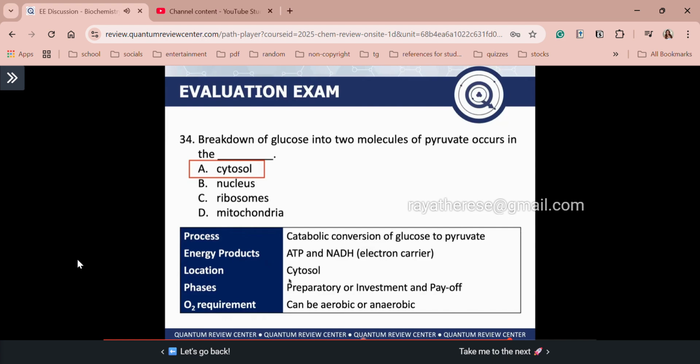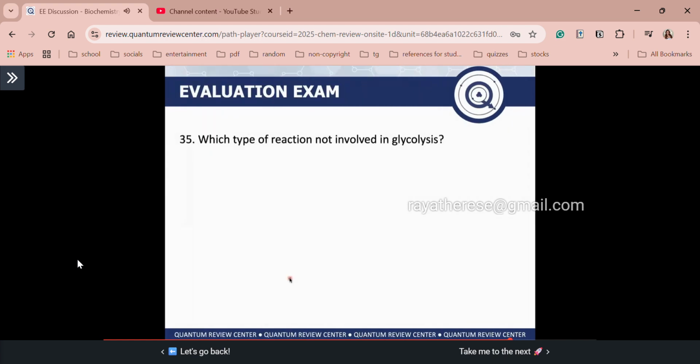So for item 35, ayan. So I think this is particularly challenging. So you need a concept of your organic chemistry here. So which type of reaction is not involved in glycolysis? Let's see. A. Nucleophilic substitution, B. Electrophilic addition, C. Reduction, or D. Aldol cleavage. Sir, what's the answer? Clueless kami. Class, this is actually a challenging question.